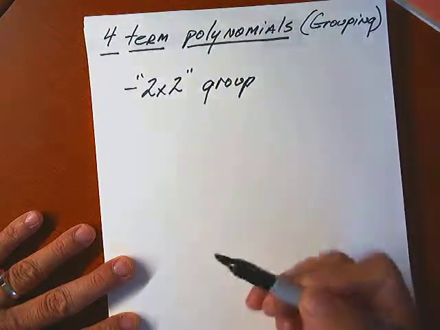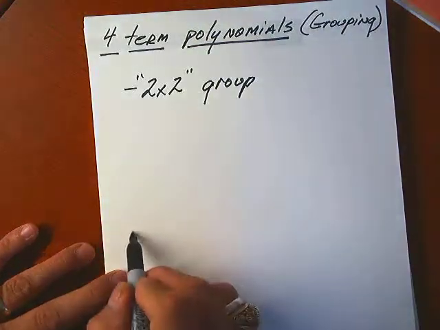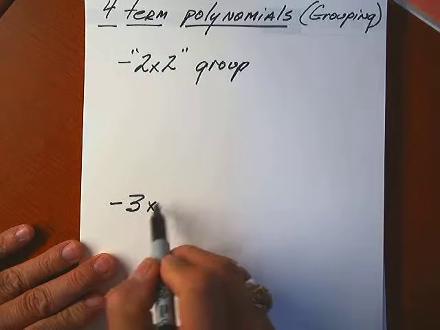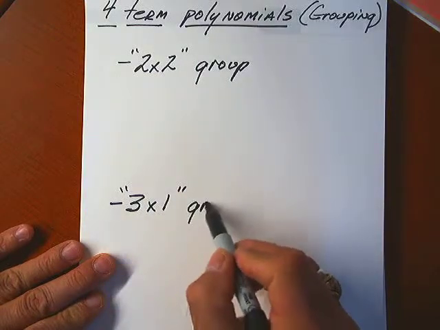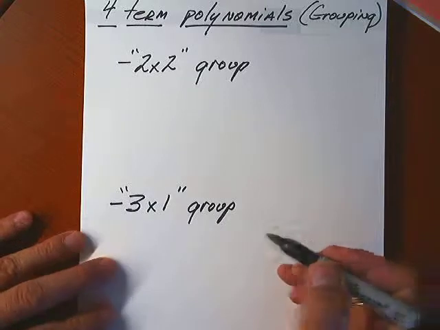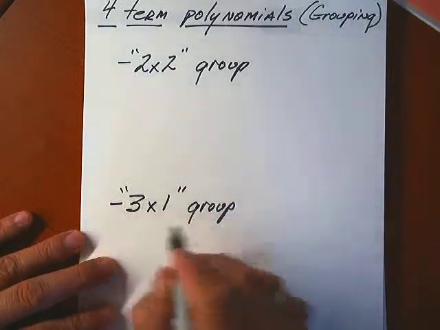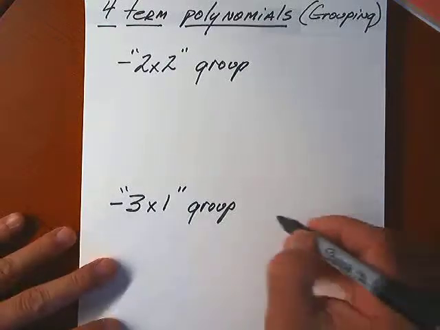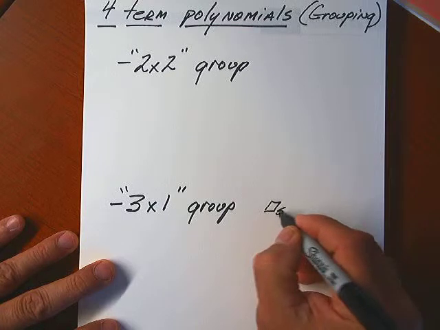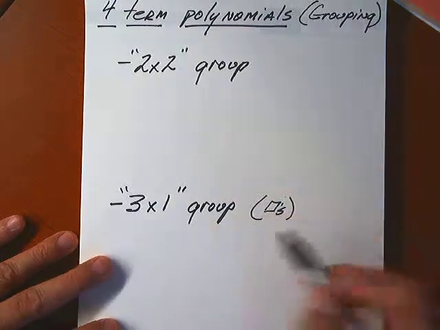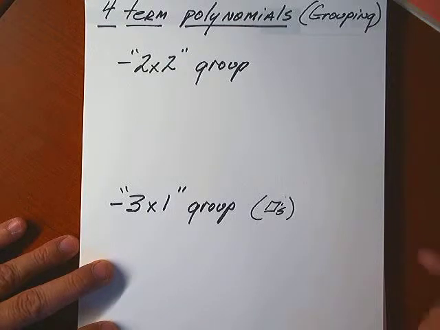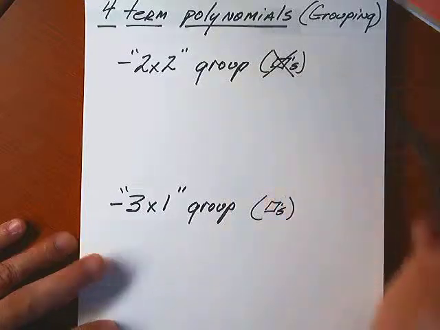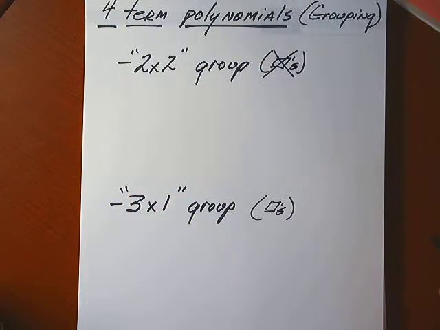Of course, you're not going to see that in any book. That's a Hubertism, 2 by 2. And then there's a 3 by 1. Now, how do you know which one to use? Well, you're usually going to use the 3 by 1 group when there are a lot of perfect squares. So if you have a lot of perfect squares, then chances are you're going to use the 3 by 1. If you don't have a lot of perfect squares, then you're going to use a 2 by 2.